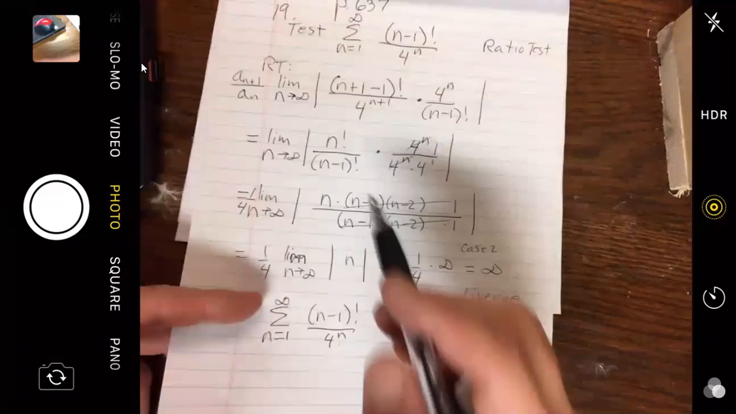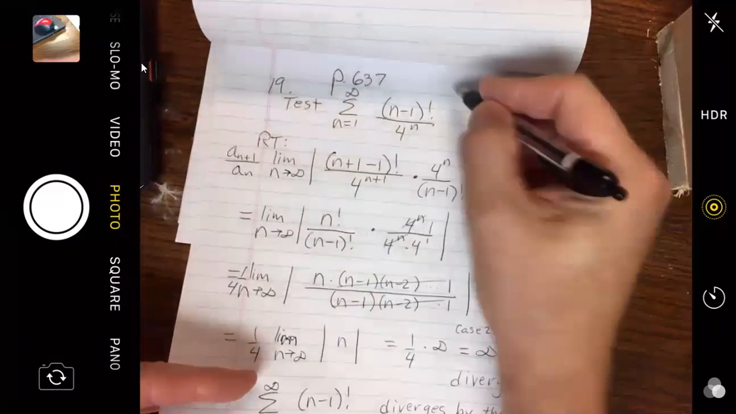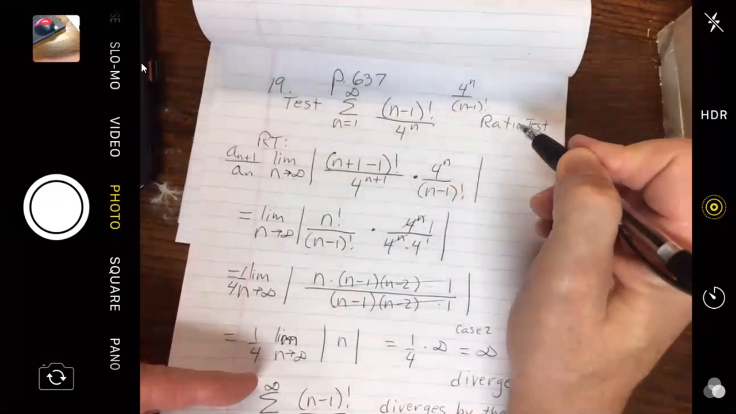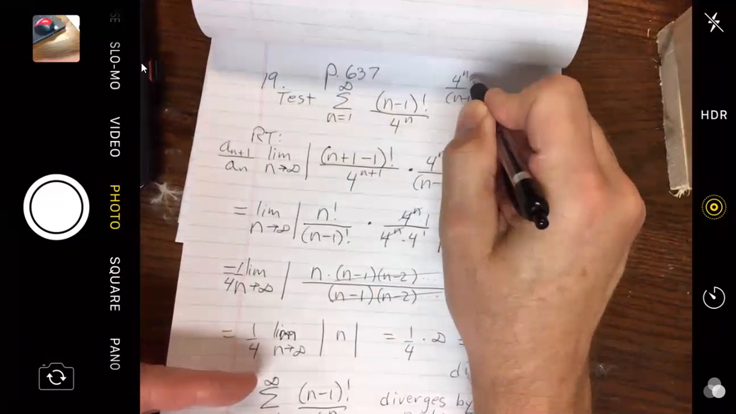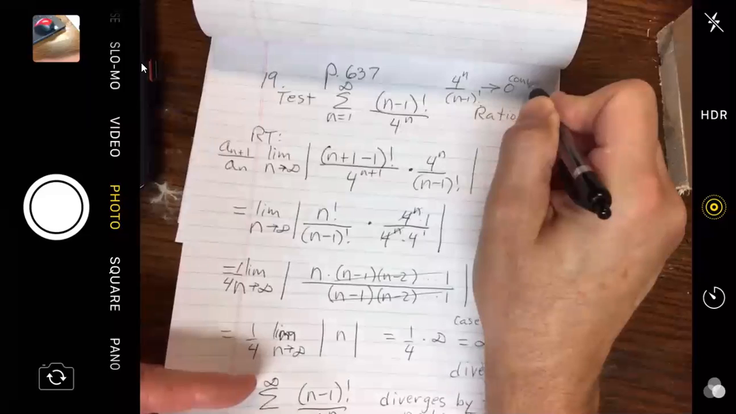If they started flipped, if they put the 4 to the n over the n minus 1 factorial, this is stronger than this. So the terms would have gone to 0, and you would have converged.